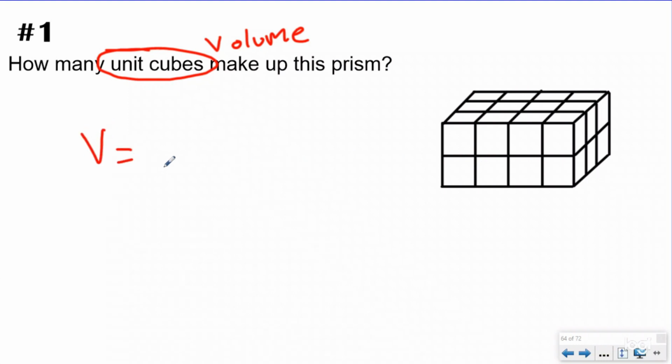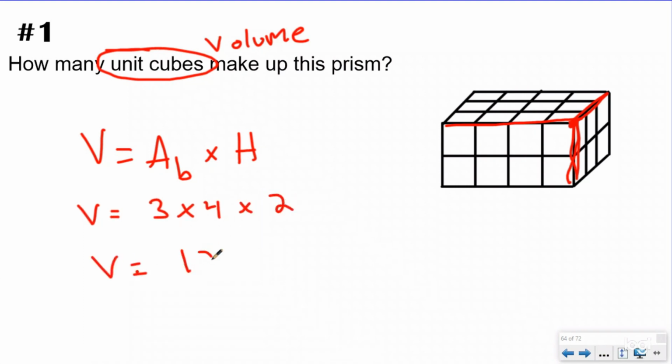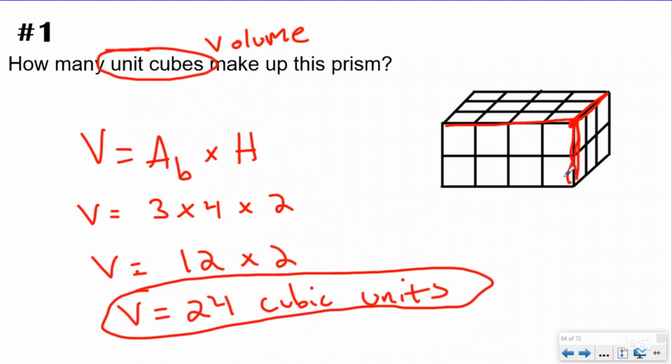I always like to use my formula of area of the base times the height. Okay, so I have my width right here. My width is 3, my length was 4, and my height was 2. There are 2 layers here. So I'm going to split my volume formula into length times width and do 3 times 4. I had 2 layers of that. 3 times 4 gives me an area of the base of 12, and I have 2 layers of 12, which means my volume is 24 cubic units, which means my answer for this question is 24 unit cubes make up this prism. If you missed this one, you can go all the way back and watch our very first lesson, which I'll link up here, about discovering what area is.